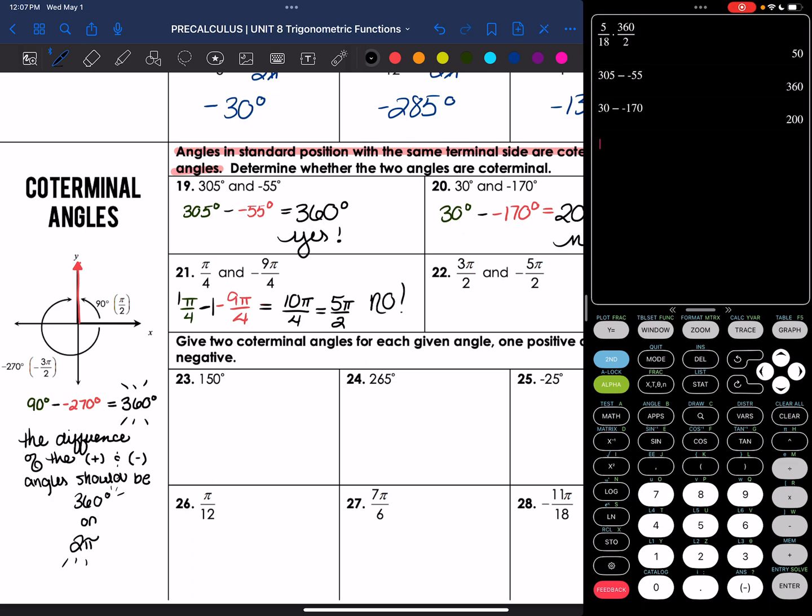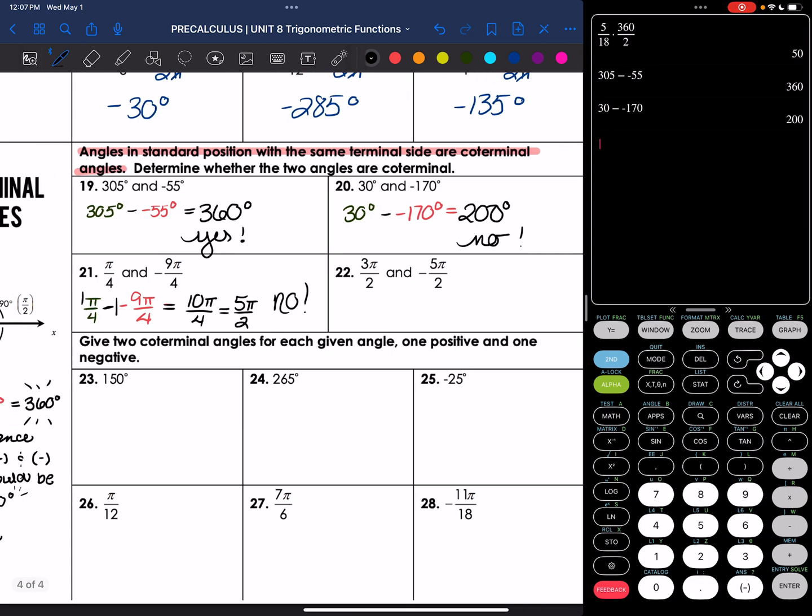Now let's see, what do you guys think about example 22? Would these be coterminal angles? You've got your 3 pi over 2, and you subtract from that your negative 5 pi over 2. Minus a negative means you're actually adding. So what does that give us? 8 pi over 2, which is 4 pi.